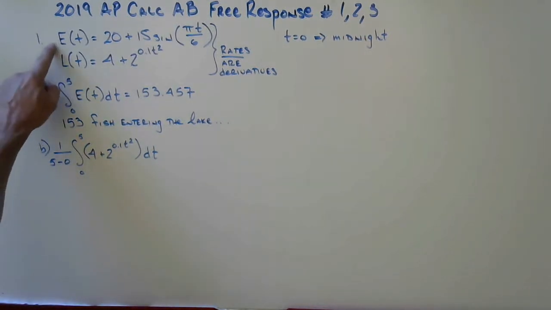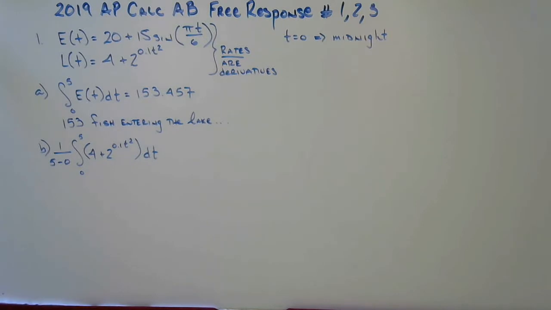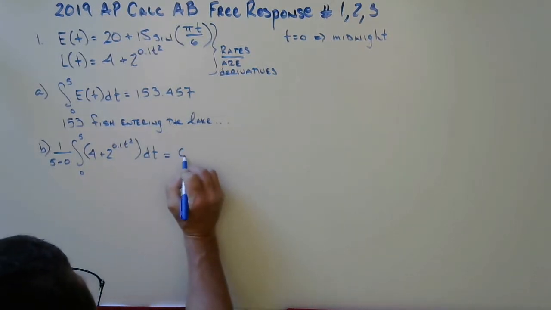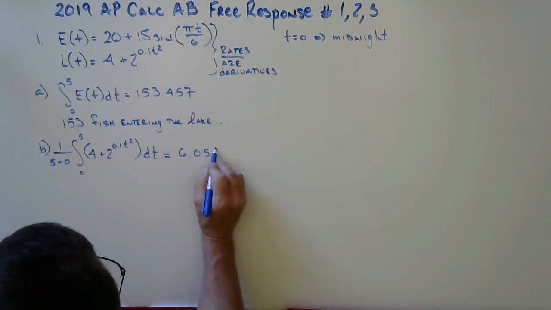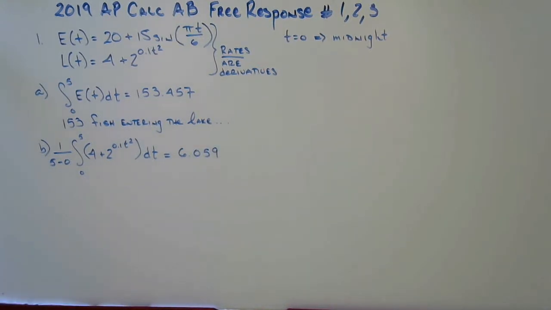It's a calculator-based problem, so we would have already used the define function and put this into the calculator, and we get 6.059. They didn't ask for the nearest whole number this time, just the average. So our average is 6.059 fish per hour leaving the lake between 0 and 5 a.m.